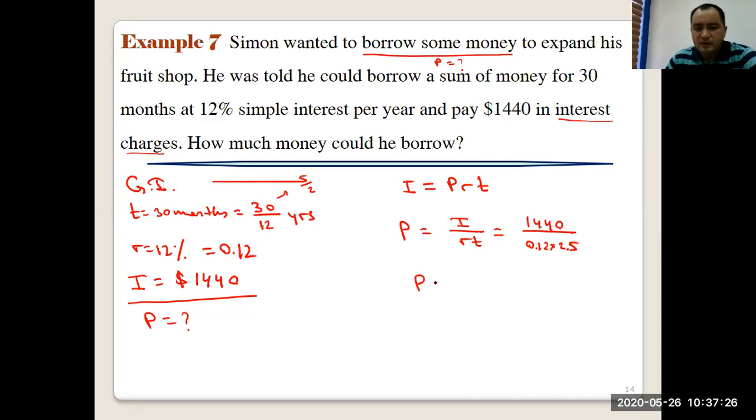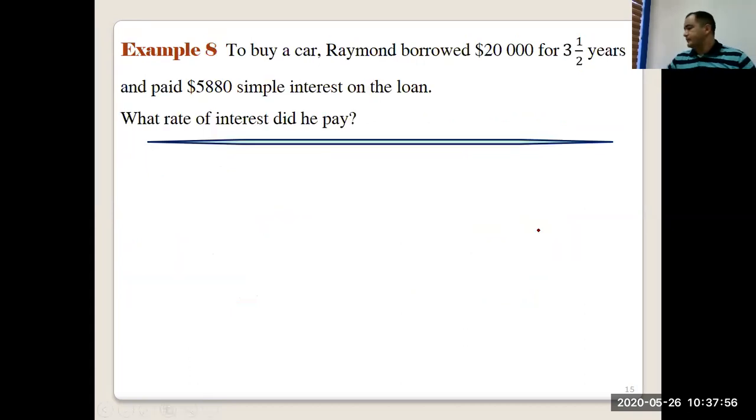So from here, P is equal to 1440 divided by 0.12 times 2.5, which is equal to $4,800. Okay, that means that actually Simon borrowed $4,800 from a bank or any microfinance company to expand his business. Not as simple. Next question.